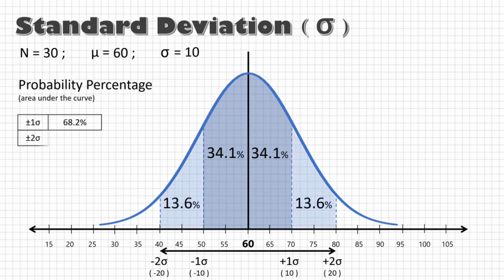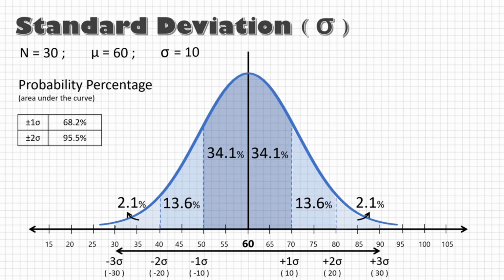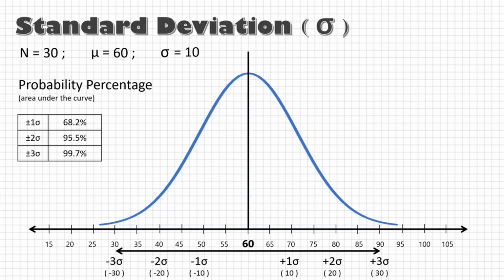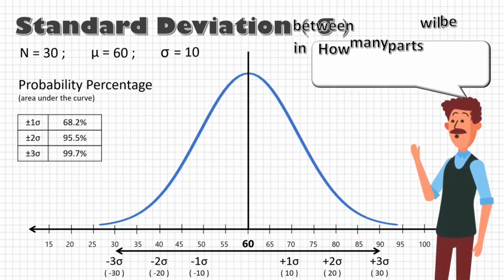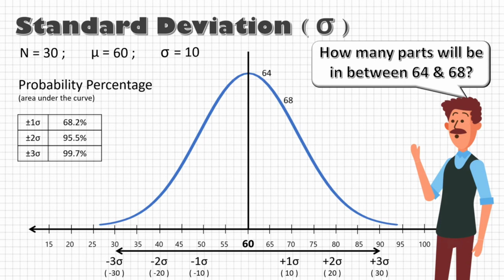In the same way, with plus minus 2 sigma, the total area covered for the parts between 40 to 80 will be 95.5%, and for plus minus 3 sigma it will become 99.7%. That means in any normal process there is a probability that 99.7% of the parts will lie within the plus minus 3 sigma range. Similarly, if I want to know the probability of making parts between 64 to 68, it will be equal to the area of this portion.